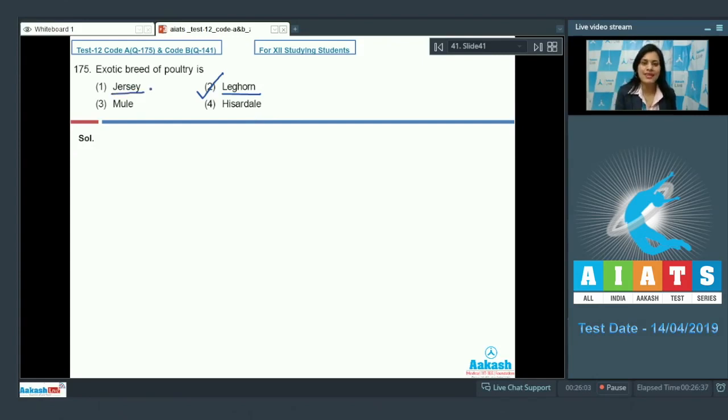The very first option is Jersey, and this cannot be a correct answer to our question because Jersey is an improved breed of cattle. Mule cannot be a correct answer because mule is the product of interspecific hybridization, which is formed by the cross between male donkey and female horse. The last option is Hisardale, and this cannot be a correct answer to our question because Hisardale is a new breed of sheep developed in Punjab by crossing Bikaneri Ewes and Merino Rams. So the correct answer to this question is option number 2. Let's discuss our next question.